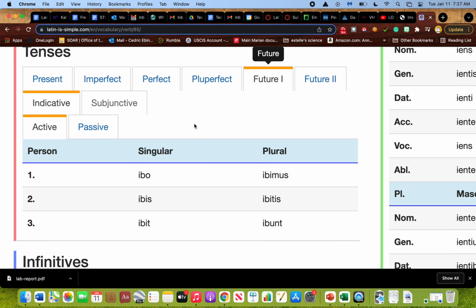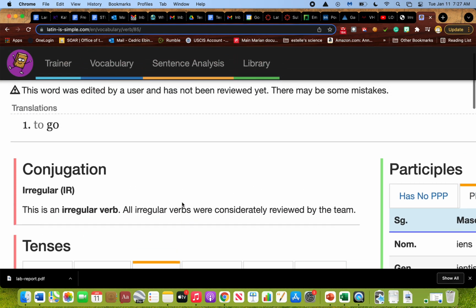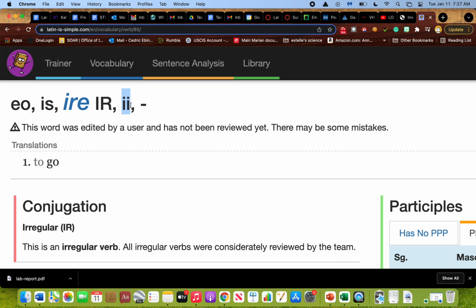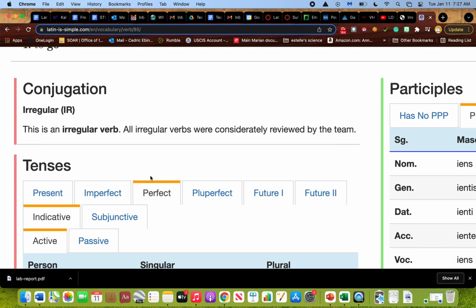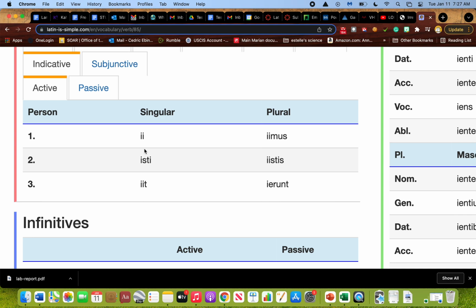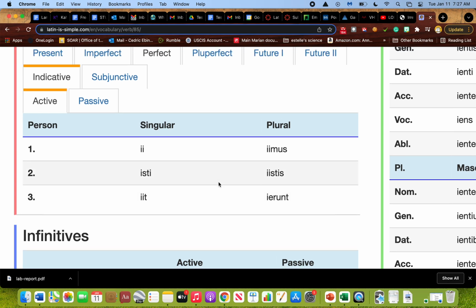Now what I want to show you is that for the perfect, pluperfect, and future perfect, on this website they use the principal part ii for the stem. So then the stem is always ii, and the endings i, isti, it, imus, istis, erunt, okay. So the thing is, since we have two possibilities for the third principal part, ii or ivi, then all these forms could have a v after the i and still be correct. And I think I told you that during the explanation of the vocabulary, that is a possibility.